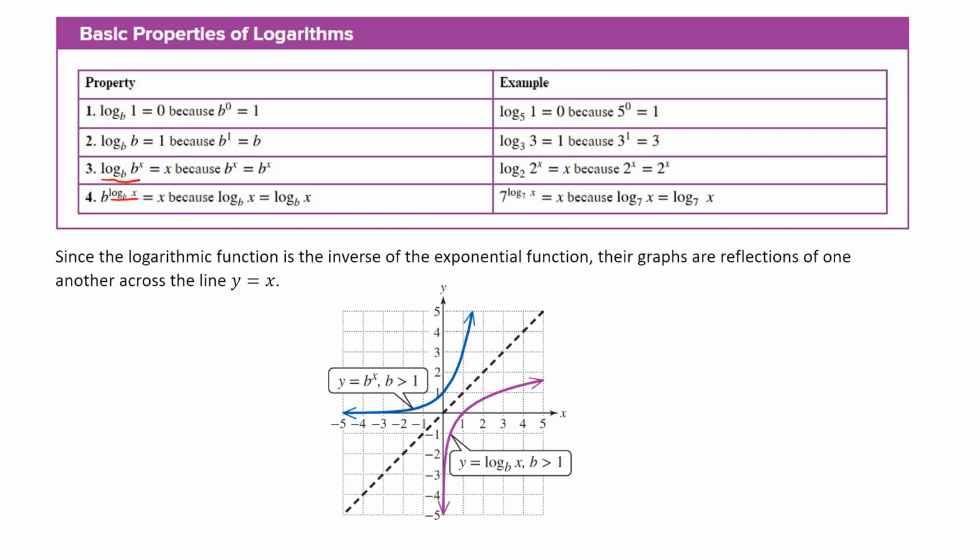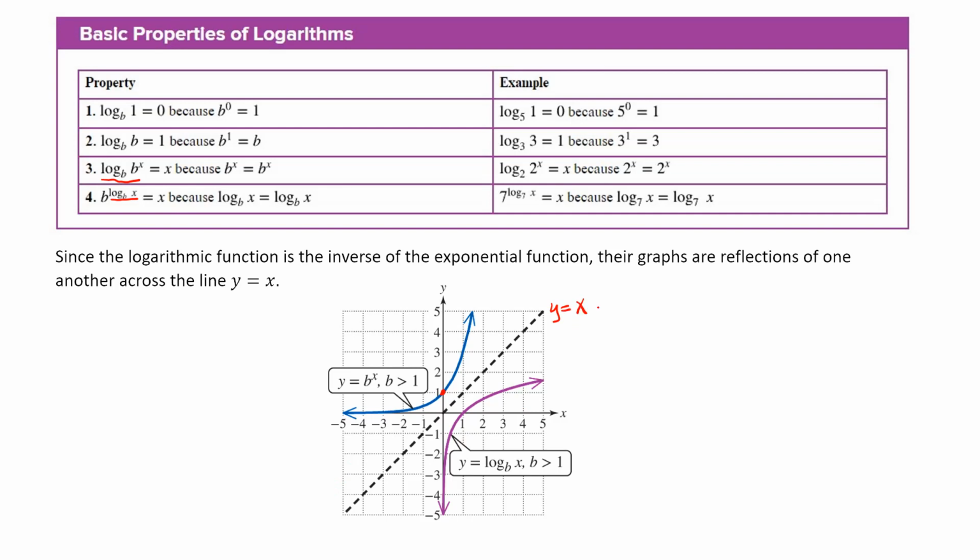Since the logarithmic function is the inverse of the exponential function, their graphs are reflections of one another across the line y equals x. So we've talked about the exponential function when you have a base greater than 1, and that is the function that comes in from the left and then shoots up, and it goes through the point 0, 1, because whatever base you have, if you want to get 1, you put the exponent 0 on it.